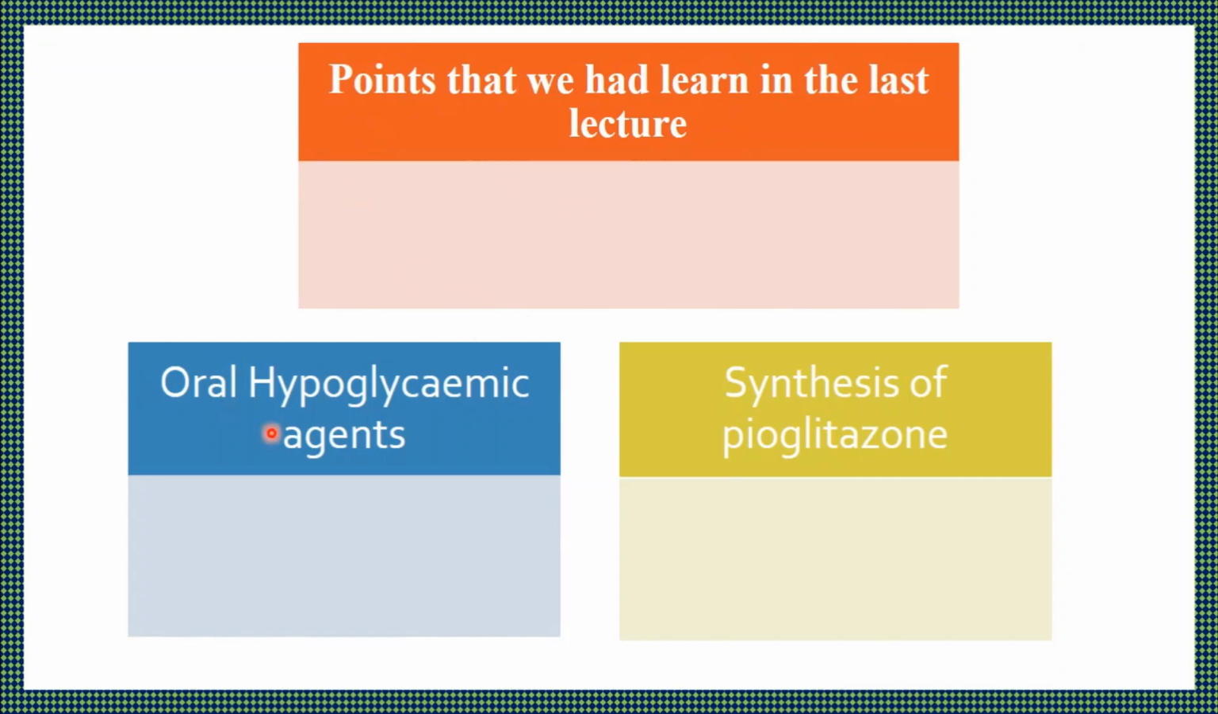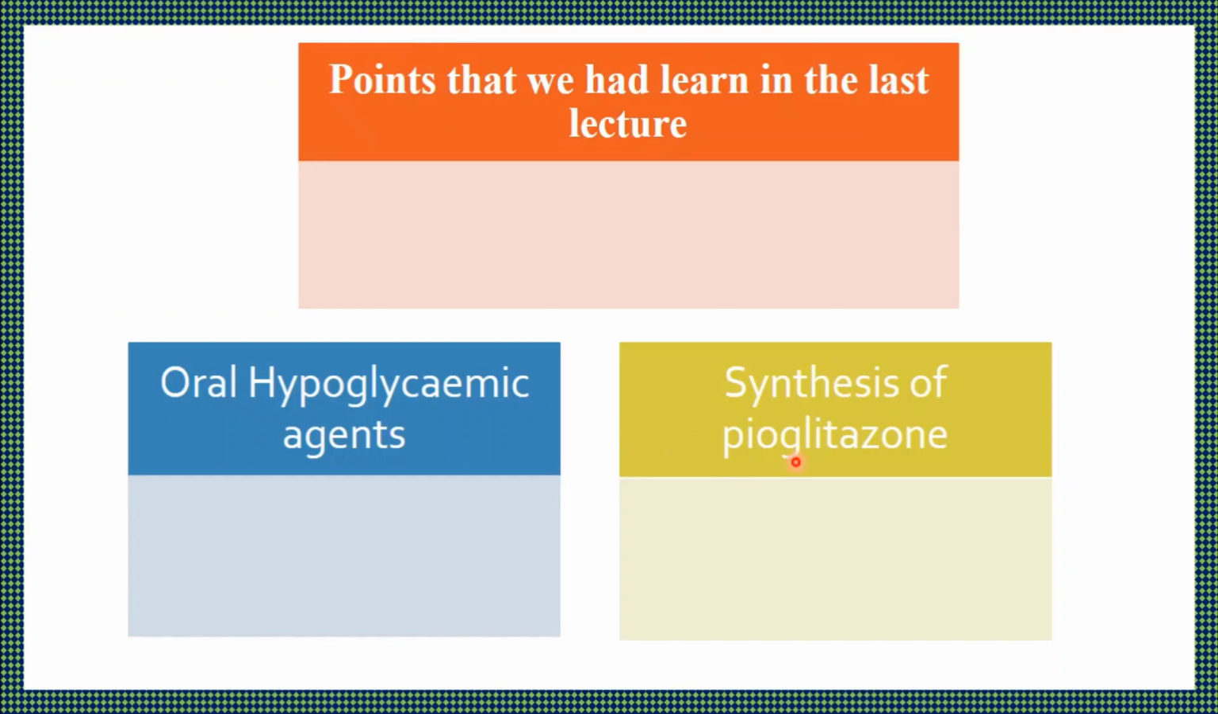In the last lecture, we had learned the oral hypoglycemic agents. The types of oral hypoglycemic agents are: first, sulfonylureas, then metformin, then your gliflozins, then thiazolidinedione derivatives. The example of sulfonylureas is glibenclamide, the example of biguanide is metformin, the example of gliflozins is dapagliflozin, and the example of thiazolidinedione is pioglitazone.